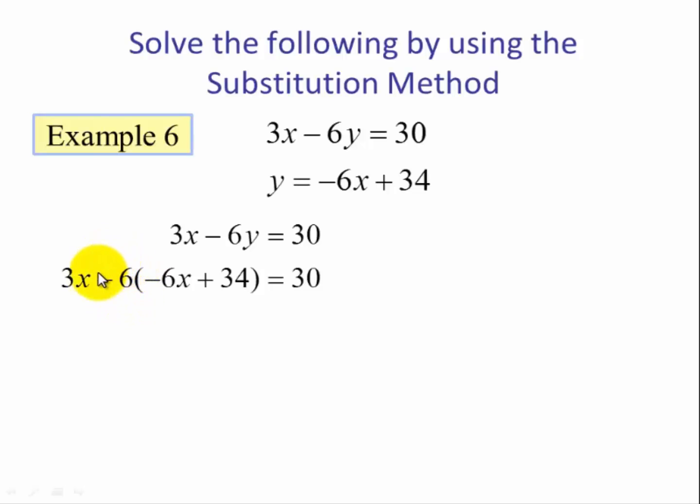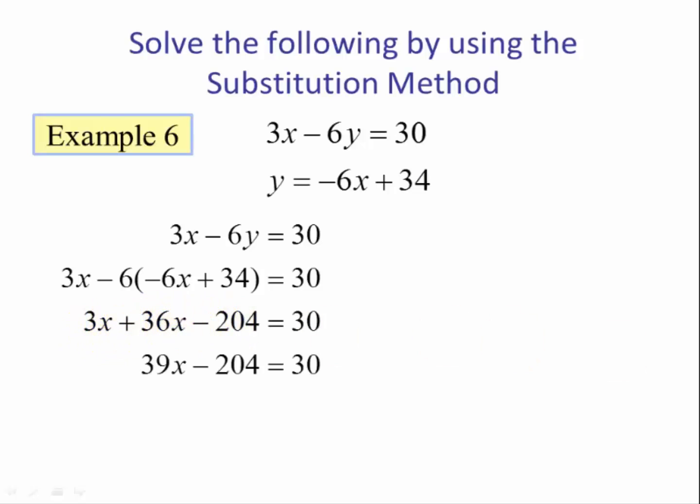Using the distributive property, negative 6 times negative 6x is a positive 36x, and negative 6 times a positive 34 gives us negative 204. So our equation becomes 3x plus 36x minus 204 equals 30. Next, combine like terms: 39x minus 204 equals 30. Add 204 to both sides. We are left with 39x equals 234. Dividing by 39, we see that x is 6.